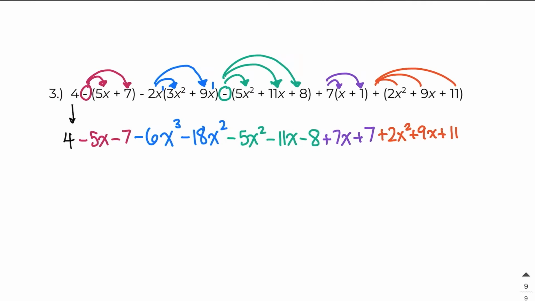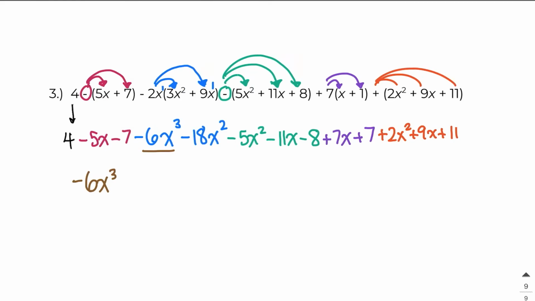All right, cool. So now that we've gotten to this point, I can start to collect my like terms. And as I'm collecting my like terms, I'm going to try to put this in descending order. So I'm going to start with the highest exponent, which is x to the power of 3. And there's nothing else like that, so I'm just going to copy that down. Then I'm going to go to the next highest exponent, which is x to the power of 2.